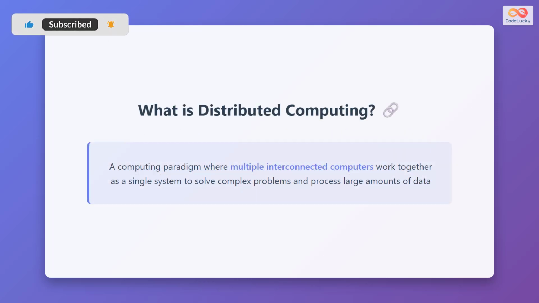So, what exactly is distributed computing? It's a computing paradigm where multiple interconnected computers work together as a single system. This is done to solve complex problems and process large amounts of data efficiently.